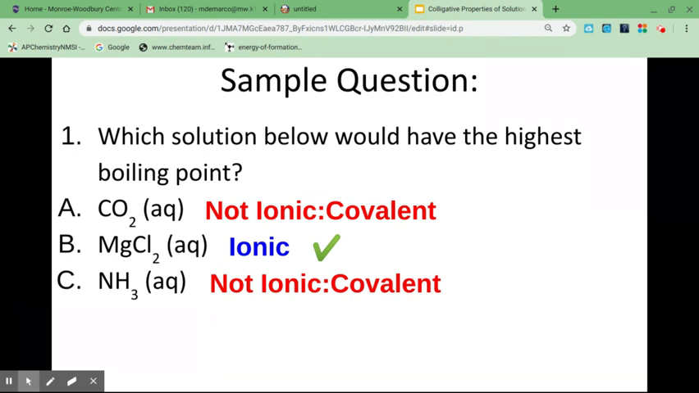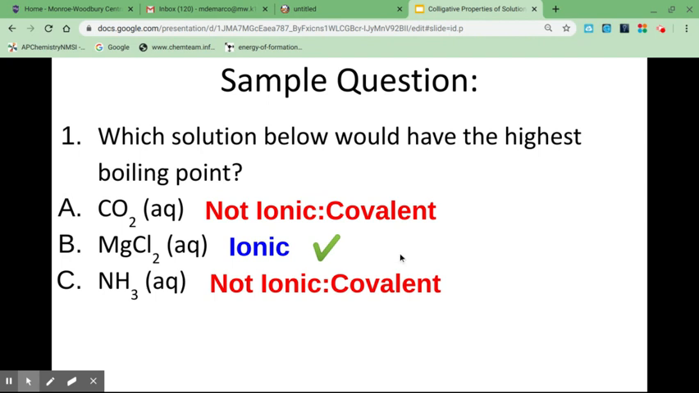Now, the one thing I want to make note of here is if I change this word to lowest boiling point, well, now it's the opposite of the colligative property. My answer is going to be covalent. Now, when those questions show up, they're also easy to identify because all of your choices would be then ionic except for the one that's covalent. So again, easy question to do as long as you know the procedure.